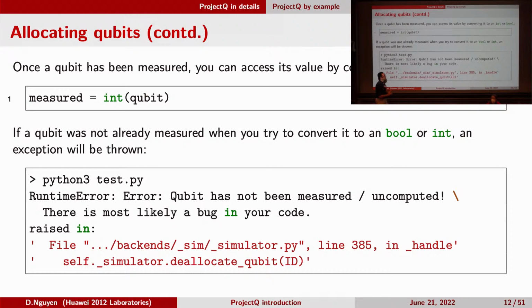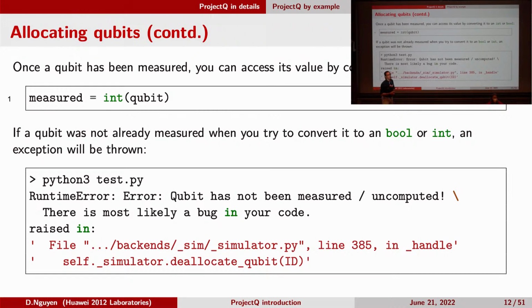Then if you have measured a qubit, you can access the result of the measurement by simply casting the qubit object itself to an integer. One of the safety features, so to speak, of Project Q is that at the end of your program, if the simulator detects that one of the qubits is not in a classical state, meaning that you most likely have forgotten to measure it, you will get an error saying that this qubit has not been measured or uncomputed. This is most likely a bug in your code.